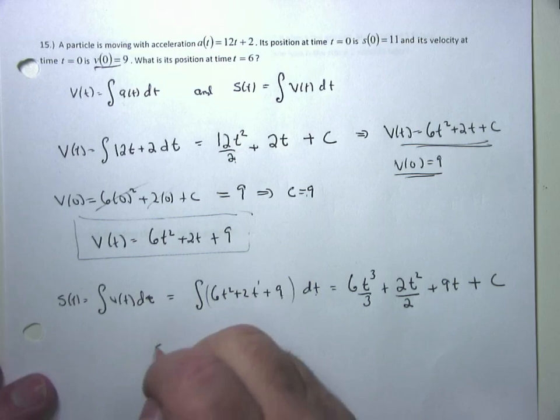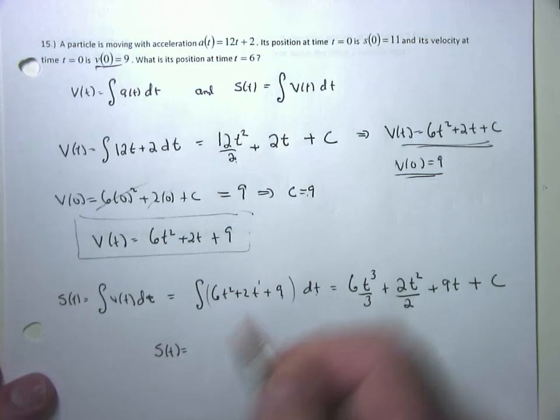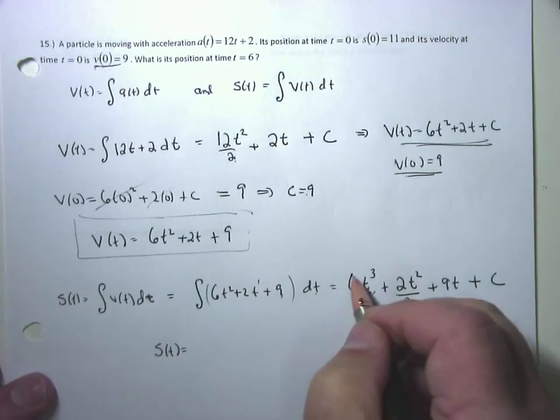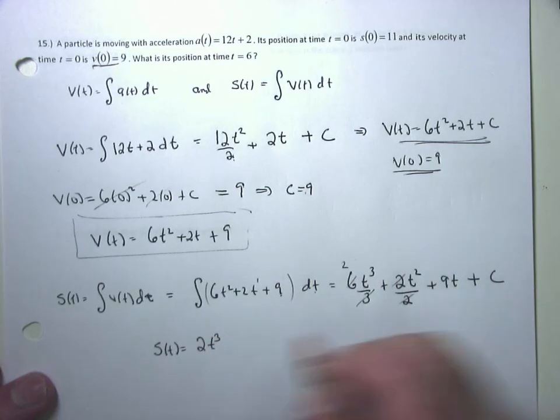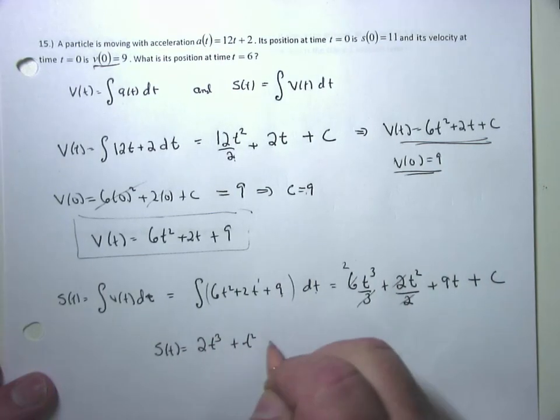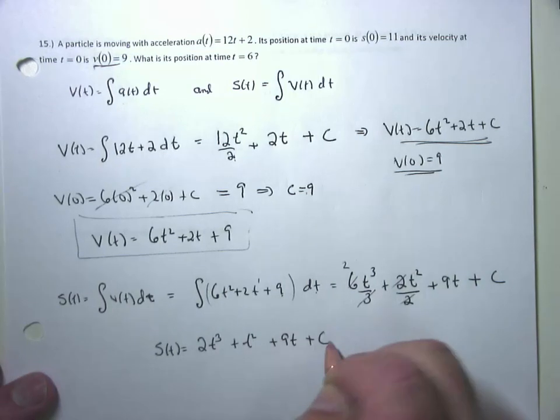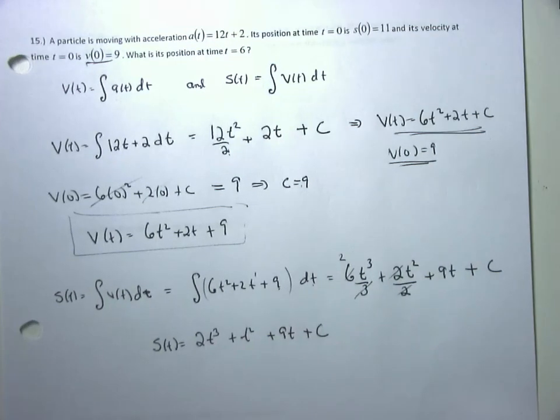So this tells me my position function, as you clean it up: 3 goes in 6 2 times, so I get 2t cubed. Here the 2's cancel. Plus t squared plus 9t plus c. There is my position function. But once again, I got a big old plus c.